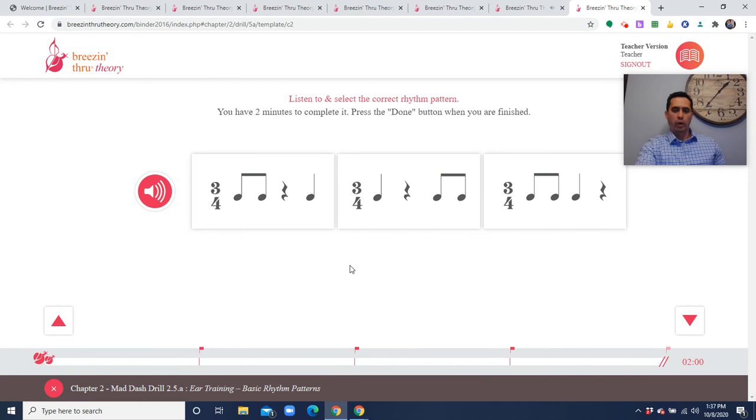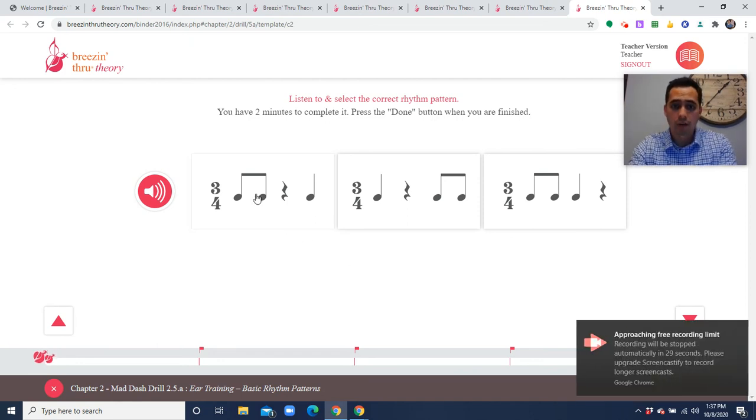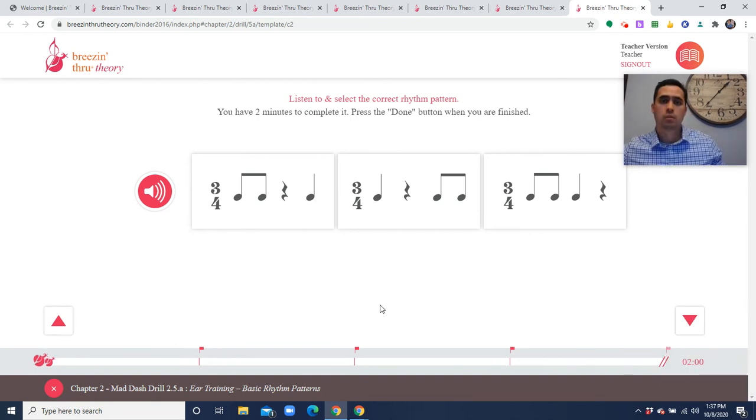The last one, you're going to be hearing patterns. You're going to hear patterns, and then you're going to select which pattern you've heard. So say, for instance, I go 1 and 2. It would be this one right here. Or you're going to hear it being played, which would be this one. So make sure that you're keeping track, you're looking at your options, and you're listening.